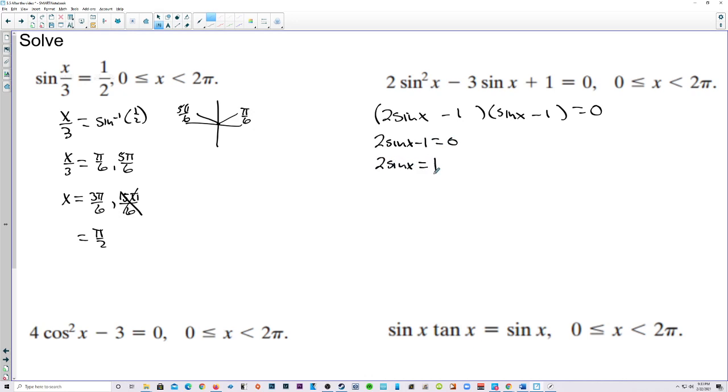2 sine of x is equal to 1. Sine of x is 1/2. And sine is 1/2 at pi over 6 and 5 pi over 6. Now we're going to set this one equal to 0. Add 1 over. And sine is 1 at pi over 2.